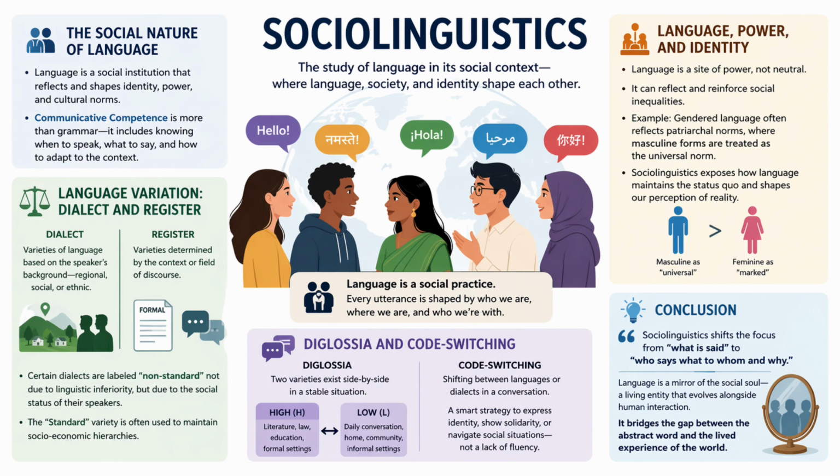Sociolinguistics shifts the focus from what is said to who says what to whom and why. It reveals that language is a mirror of the social soul, a living entity that evolves alongside human interaction. Understanding these social dimensions is essential for any serious study of linguistics, as it bridges the gap between the abstract word and the lived experience of the world.